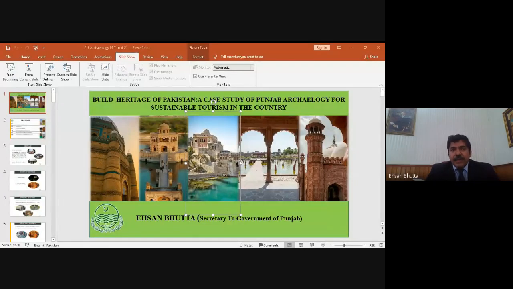In this topic, there are three main points. One is the heritage, the second one is sustainability, and the third one is tourism. So I will focus on my presentation building upon these three factors.